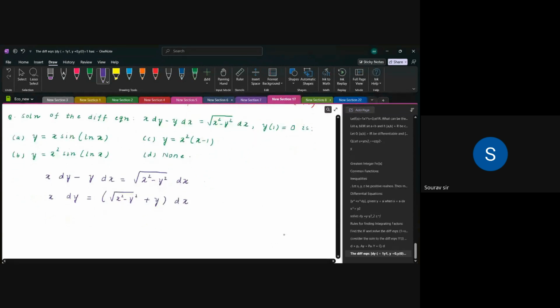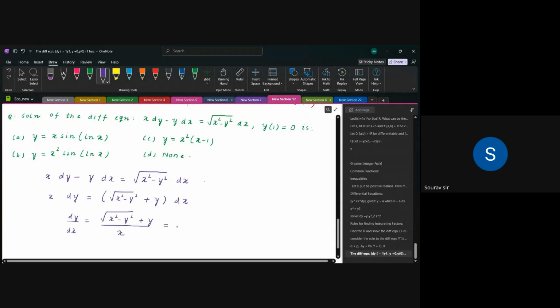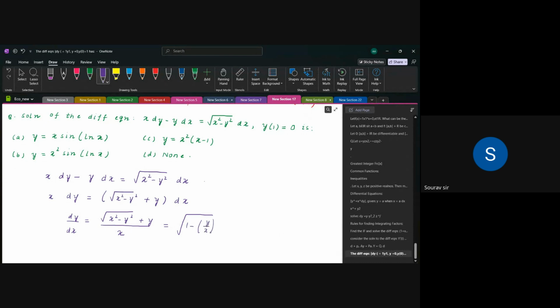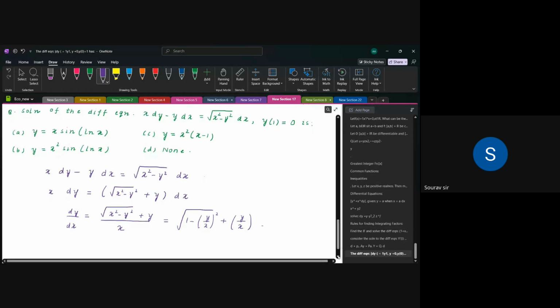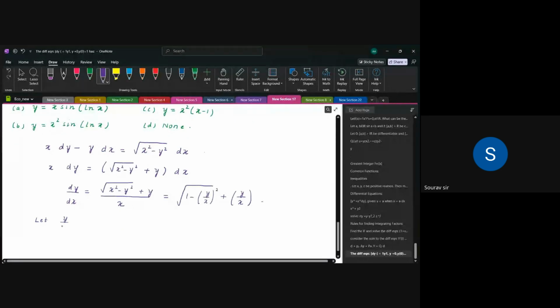So dy by dx can be written as under root of x square minus y square plus y divided by x, and this can be written as under root of 1 minus y by x whole square plus y by x, right? And then I will substitute it. So let y by x be equal to v. So this is a homogeneous differential equation, right?